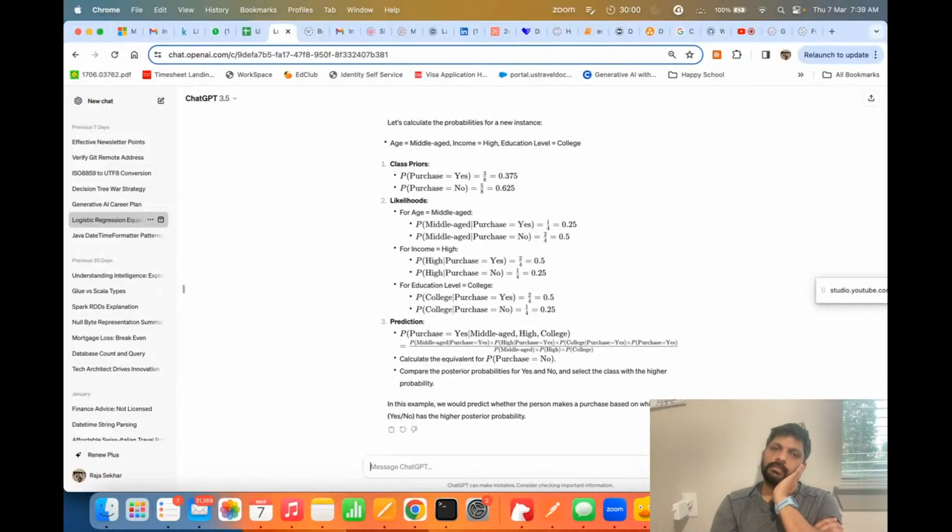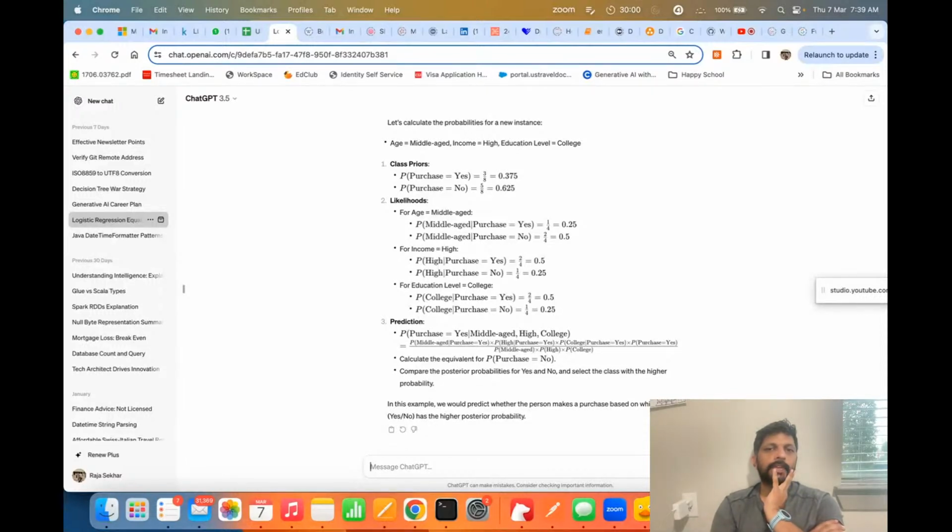For age equal to middle aged, P(middle aged | purchase Y equal to yes) and Y equal to no. Income level high, purchase equal to yes, purchase equal to no. For education level college, purchase equal to yes and purchase equal to no.